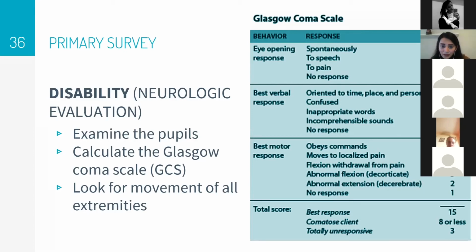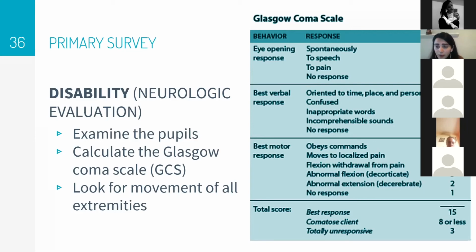So the next part is the verbal response. If they're completely oriented to person, place, and time, they get a 5. If they're confused, they get a 4. If they're speaking inappropriate words, but they're speaking, they get a 3. If they're producing incomprehensible sounds, they get a 2. If there's no response, they get a 1.